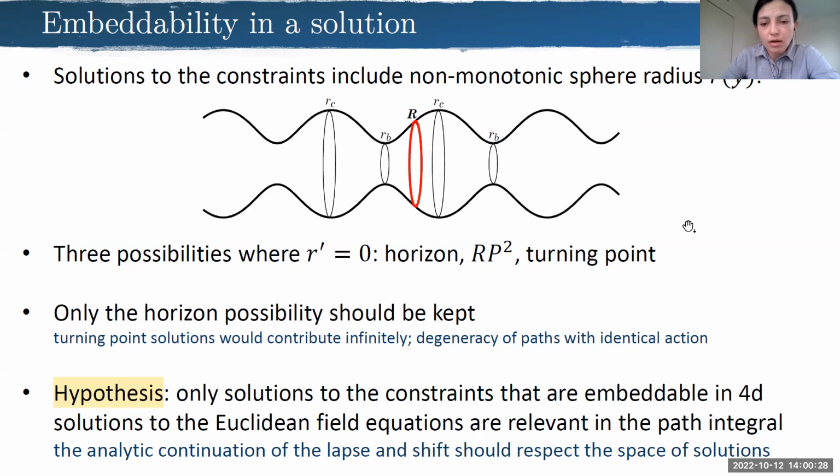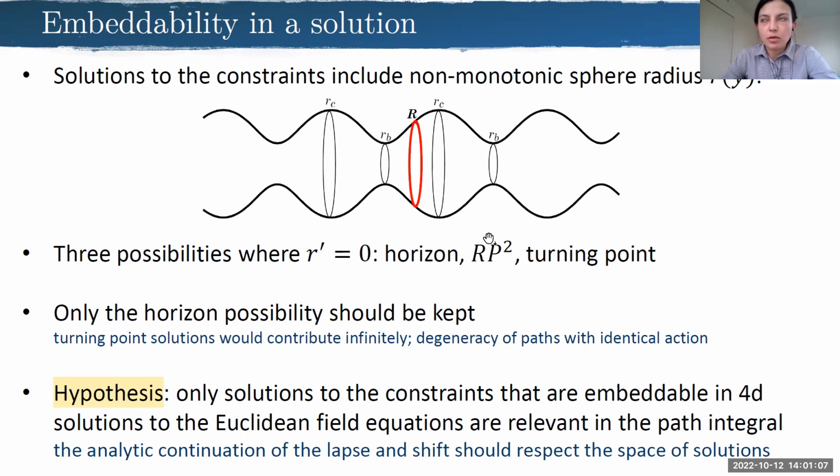Well, this is of course alarming, because that could make the path integral divergent. So that's one problem. But besides that, we're going to conjecture that only solutions to the constraints that are embeddable in a four-dimensional solution to the Euclidean field equations actually contribute to the path integral. In other words, among all these possibilities, we're going to keep only the horizon possibility.